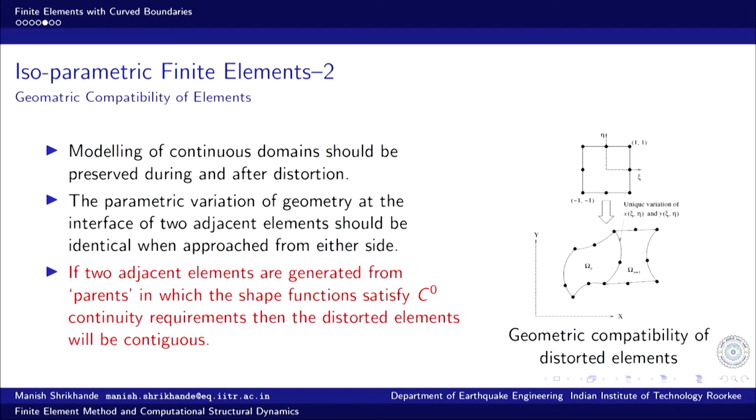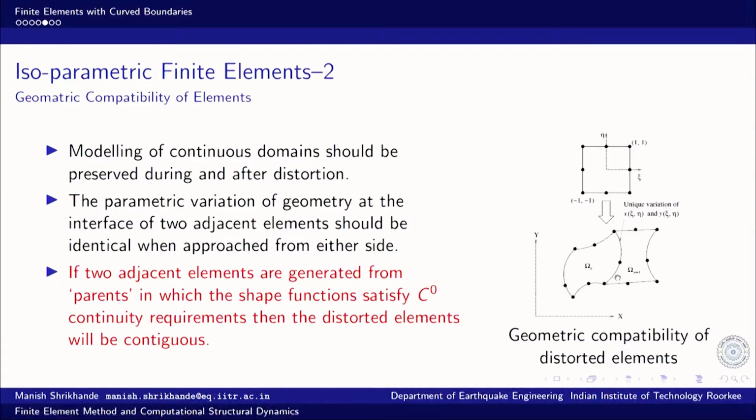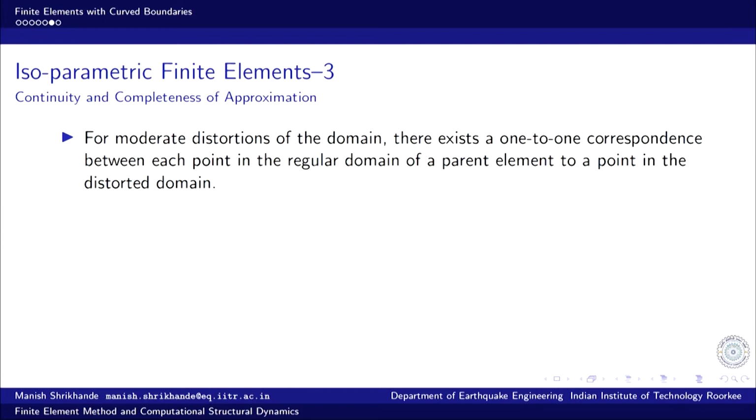So, that takes care of the geometric compatibility. If they are derived from the same elements, and they end up with the same variation with the same number of parameters to define that variation, then there is no question of any error on that count as far as geometric compatibility is concerned. Now, we come to the continuity and completeness requirement for the approximation within the element.